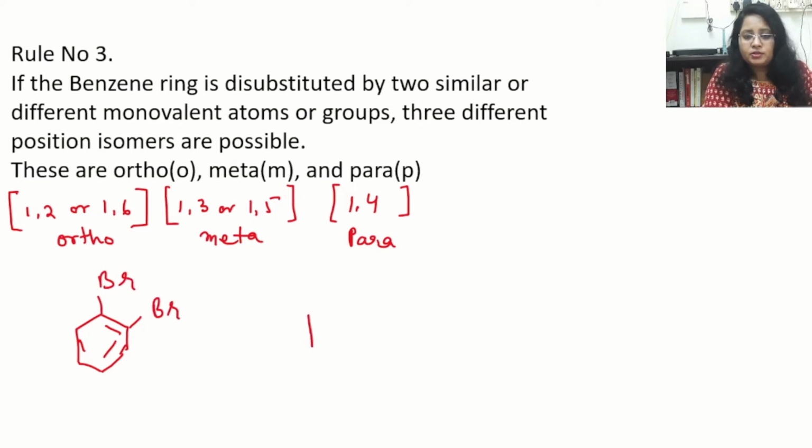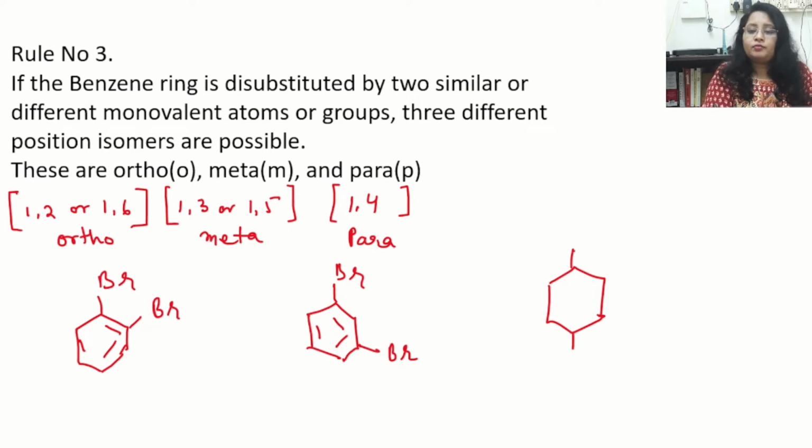Dibromobenzene. This is 1,3 or 1,5. Again, I told you clockwise it is 1,3 and anti-clockwise it is 1,5. And the third one is 1 and 4. 1, 2, 3, 4. From here also it is 1, 2, 3 and 4. Clockwise number 4, anti-clockwise 1 and 4. So this is also a condition. So these three are the conditions if we have a di-substituted benzene.